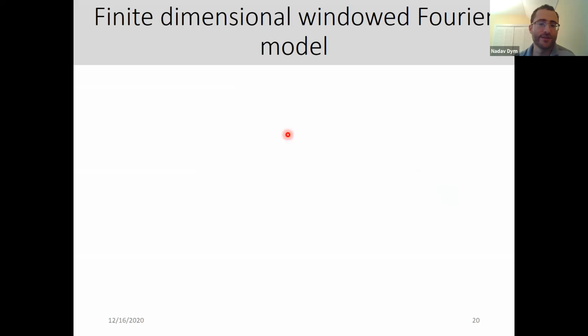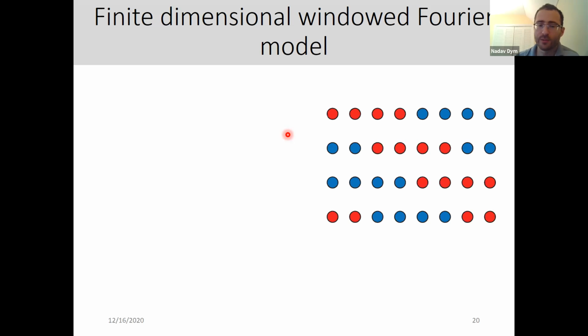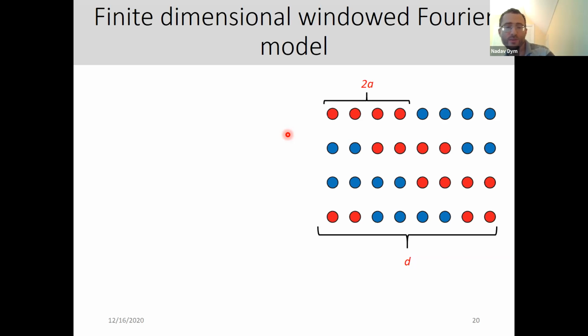A finite dimensional windowed Fourier model. So we're working in R^D, or C^D, where D in this picture is 8, but usually will be much bigger. And we have a window. The window will be of length 2a. Here 2a is 4. And the windows overlap in something of length a.